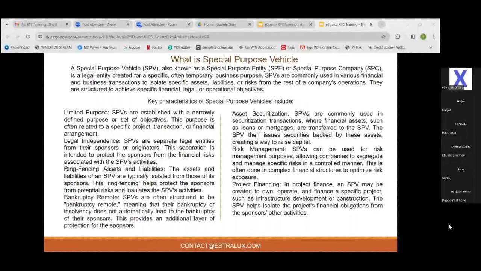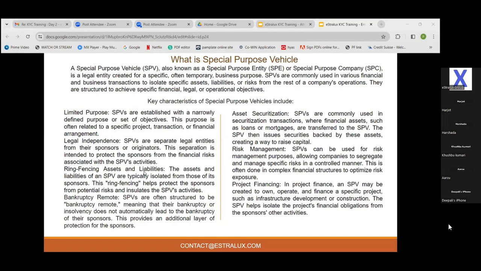So that is the main reason why they create SPVs. If you read about what is bankruptcy remote, SPVs are often structured this way, meaning that the bankruptcy or insolvency does not automatically lead to bankruptcy of their sponsors. For example, if that company is bankrupt or is not able to pay its debt or any loan, then it does not mean that all the sponsors are affected. So people always create that just to avoid all these risks, and when they are done, they just dissolve it. So it's very easy.